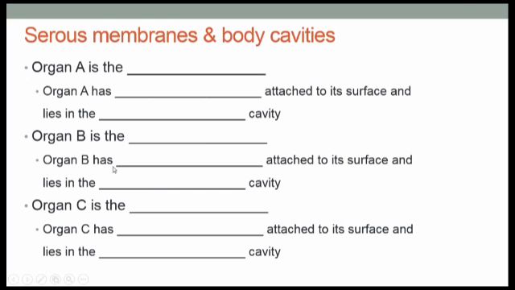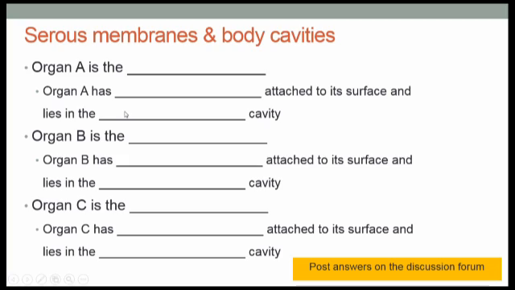For each of those three organs, you're going to answer the same three questions. Firstly, you're going to name the organ. Then you need to tell me what's attached to the surface of that organ. And lastly, I want you to tell me which cavity that organ lies within. Once you've attempted those questions for each organ, I want you to post your answers on the relevant discussion forum.